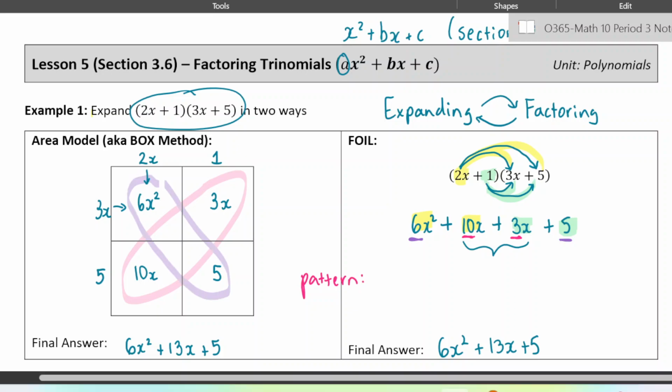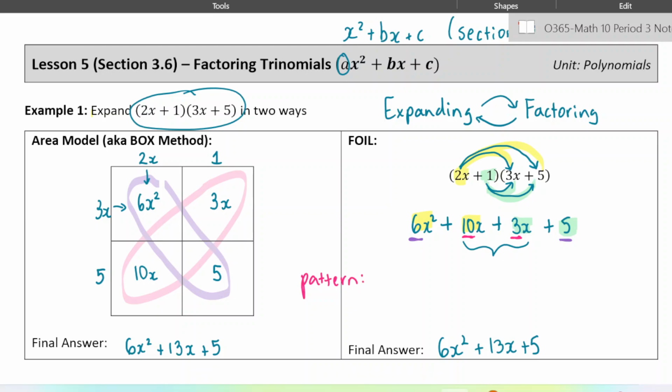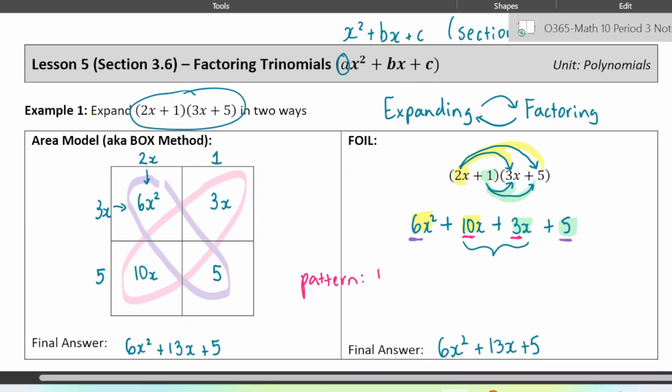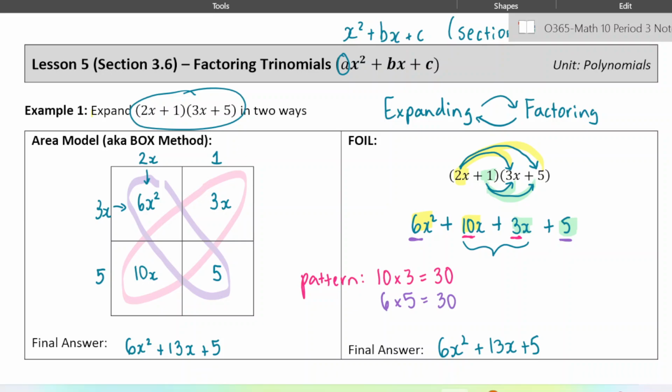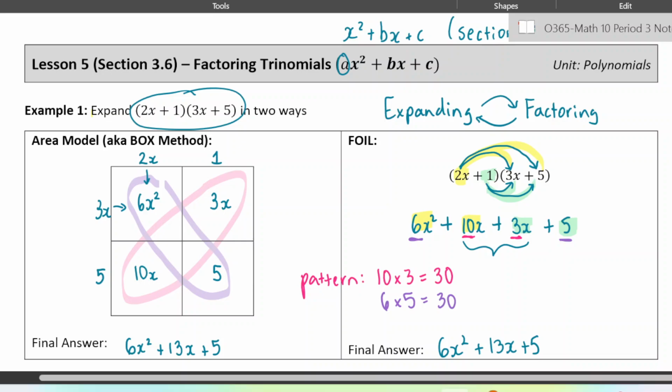What we notice is that the product of these numbers, so 10 times 3 is 30, but also the product of 6 times 5 is 30. So it turns out this always happens when you are multiplying 2 binomials together like this. So we're going to use this pattern when we factor down below. We're going to be looking for a specific product that will be equal to the outer 2 numbers, and it will be the same as the product of the inner 2 numbers.